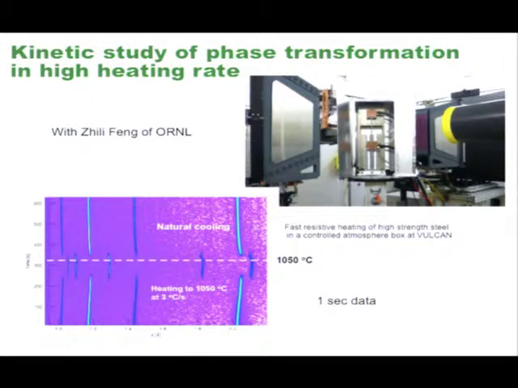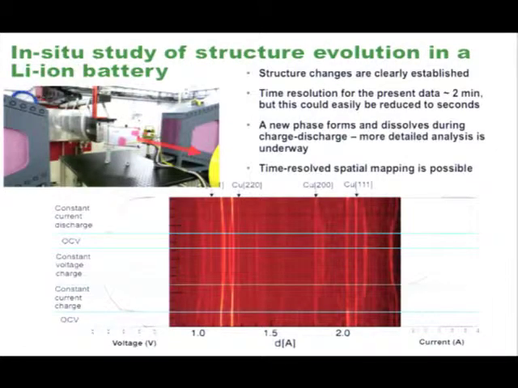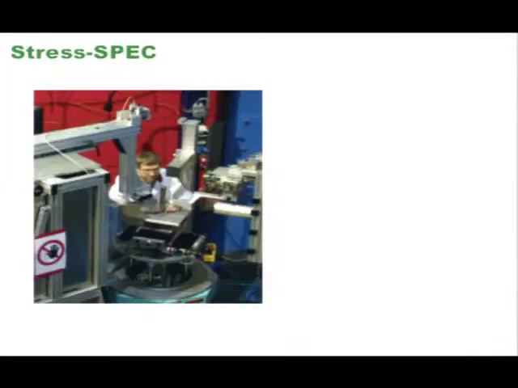This is an in situ heating experiment where we put a sample inside this specialized furnace, and you can heat it at 30 degrees per second. We heat it up to 1,000 degrees, cool it down, and you see the phase transition. The whole experiment is done in 5 minutes. Okay, so this is a battery example. Let me just conclude.